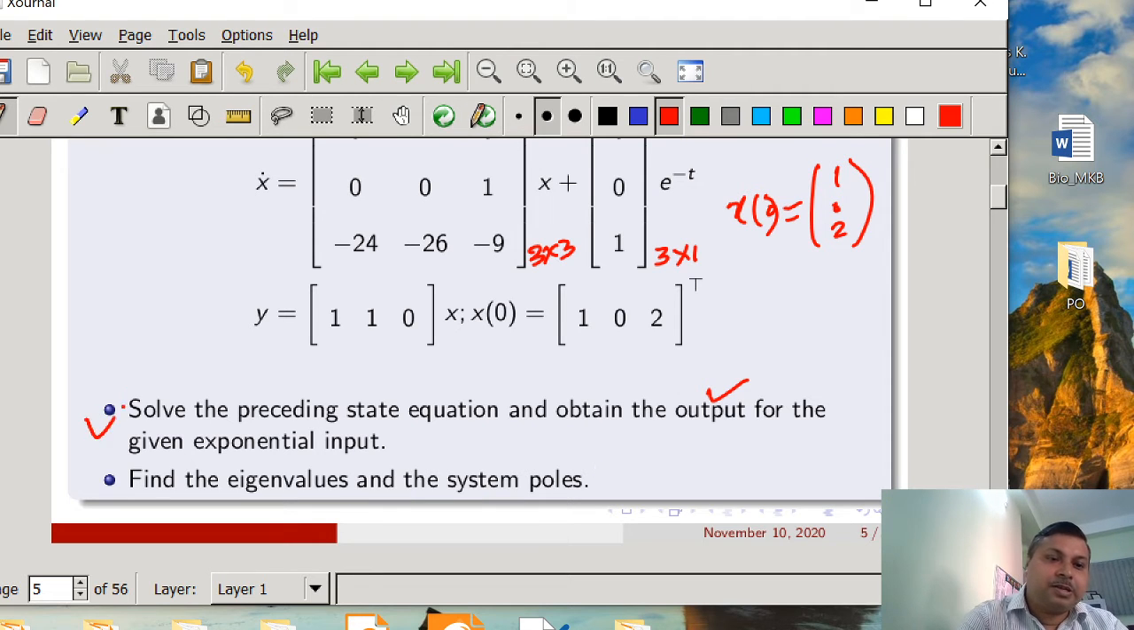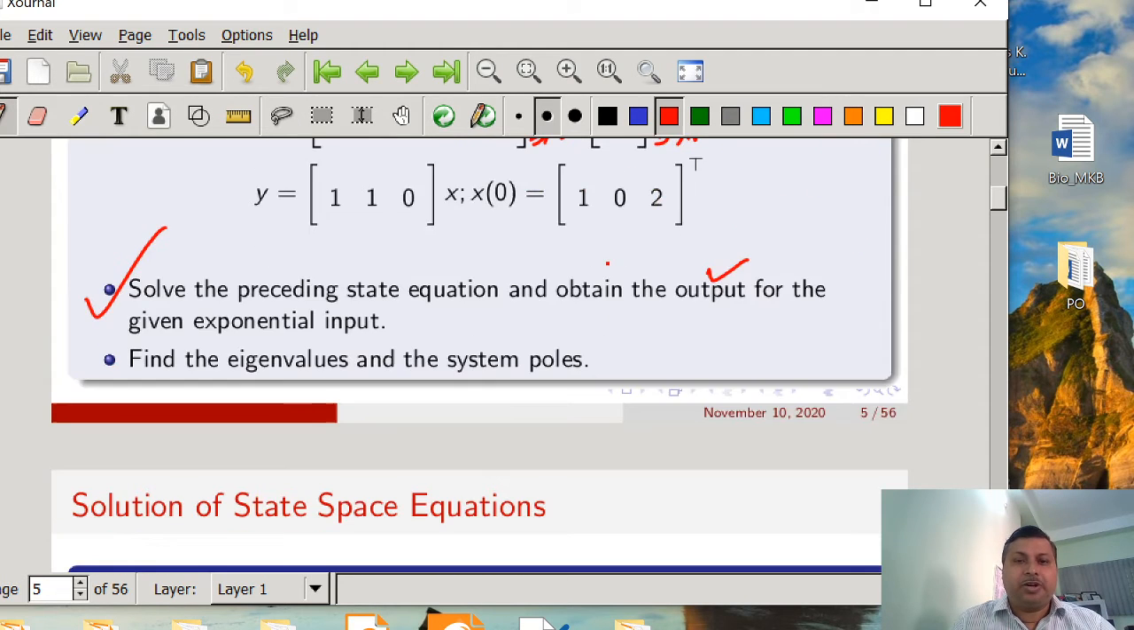So we will concentrate on the first part first. Solving the preceding equation means we solve x dot equal to Ax plus Bu, and only then can we compute the output y, because y equals simply C into x. So if we know x, then we can compute the output y for a given input. Here, particularly, the input is given as an exponential input.